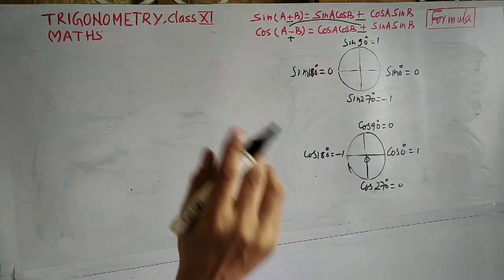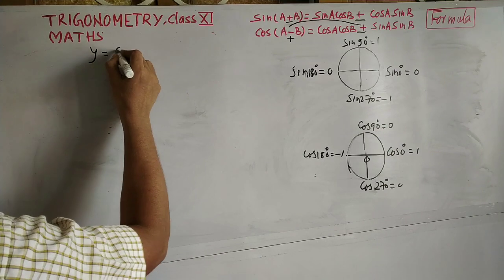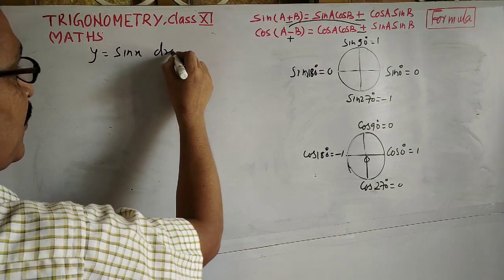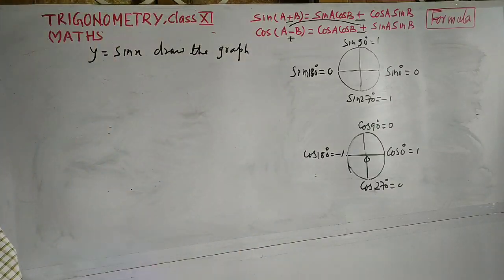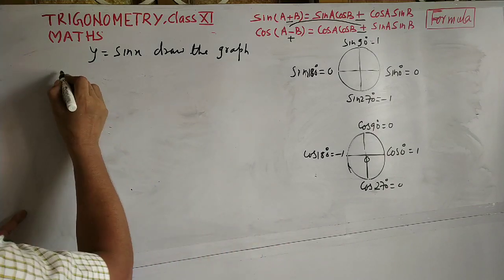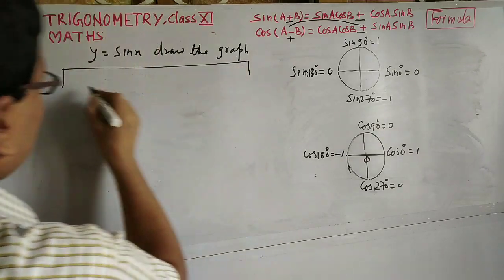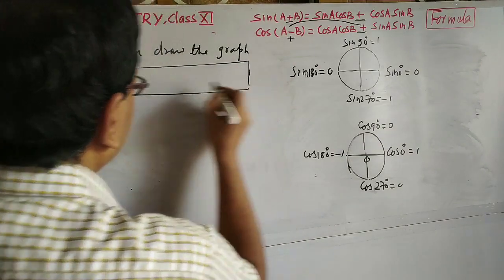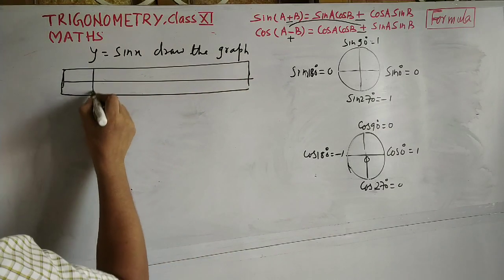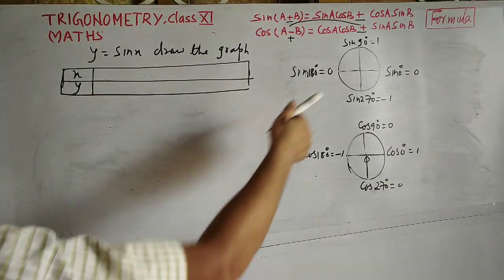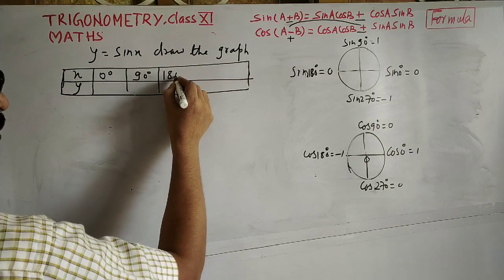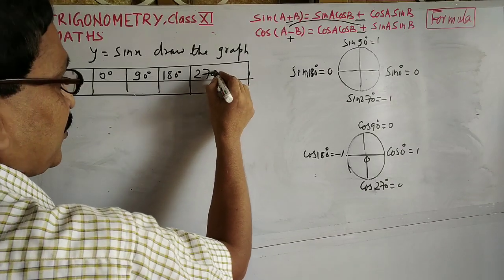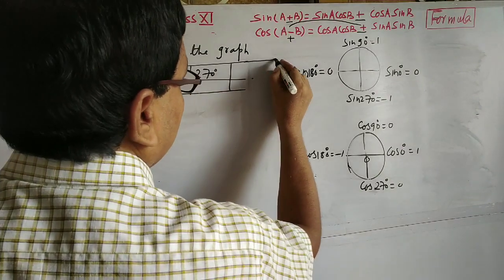Students, suppose you have to draw the graph of y is equal to sin x. The graph is very important in mathematics, and it will play an important role in physics also. So let us draw a table. You are in the habit of drawing a table from class 10. This is x, this is y. 0 degree, after that 90 degree, after that 180 degree, after that 270, and after that 360.